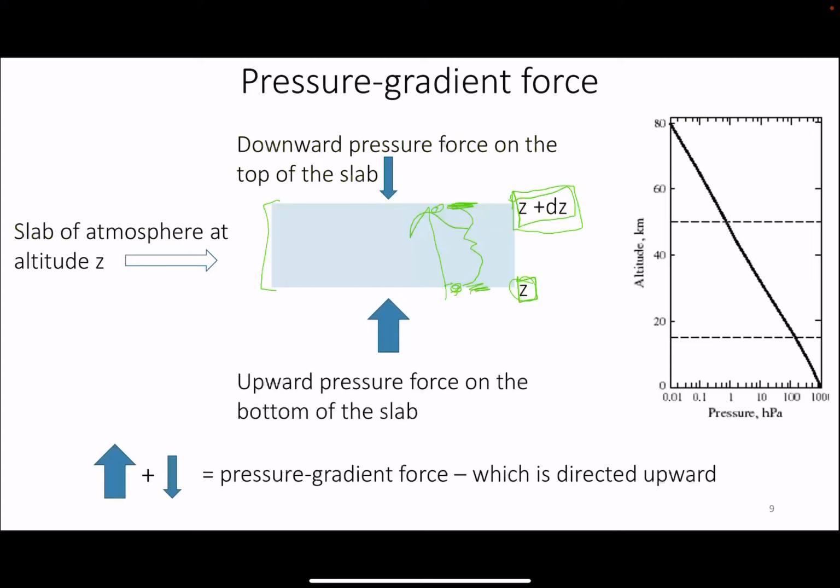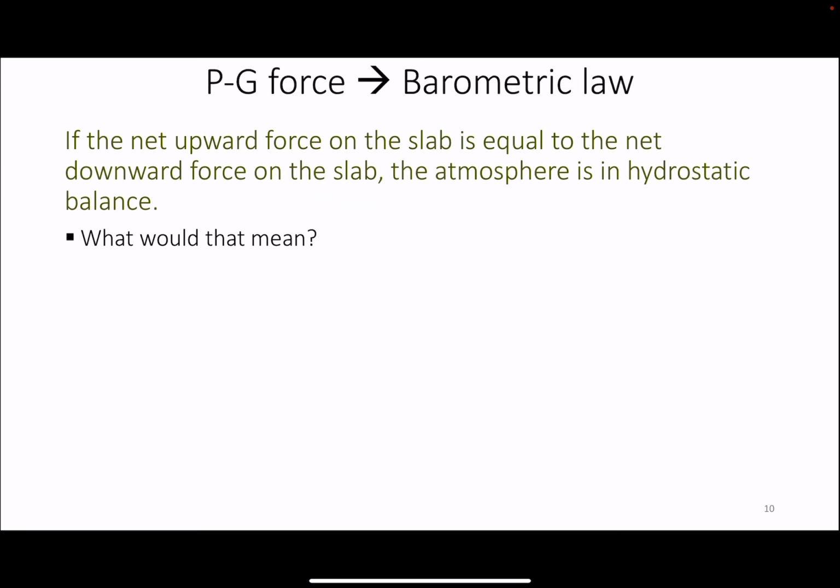Okay, so the pressure at the bottom of the slab is greater than the pressure at the top of the slab. And so that has to be balanced by something. And what it's balanced by is the weight of the slab itself. Okay? So what does that mean? So if the net upward force on the slab is equal to the net downward force on the slab, then what we say is that the atmosphere is in hydrostatic balance.